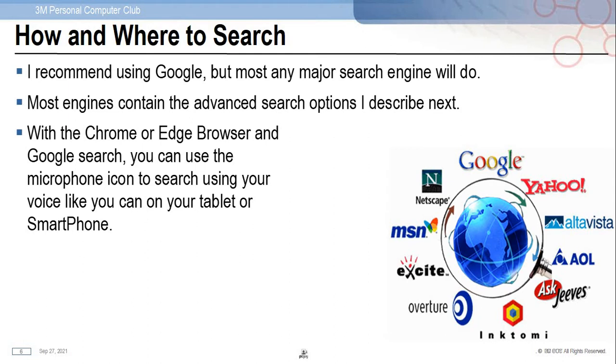Also, I mentioned here with the Chrome browser and the Microsoft Edge browser, when you do a Google search, if your device, whether it's a laptop or a phone or a desktop, has a microphone on it, you can use the microphone instead of typing on your keyboard, and that can make it easier to do the searches. So it's similar to using Alexa, or the voice commands on your phone or tablet.